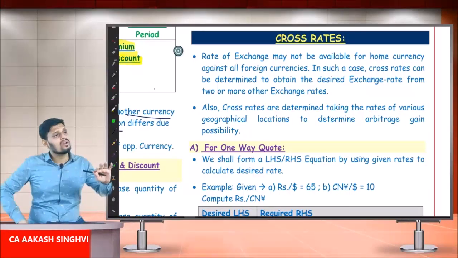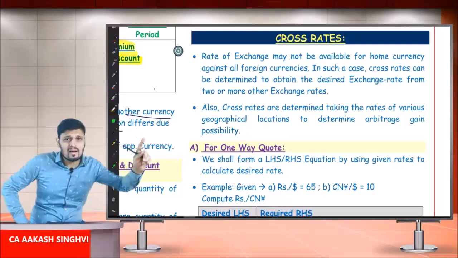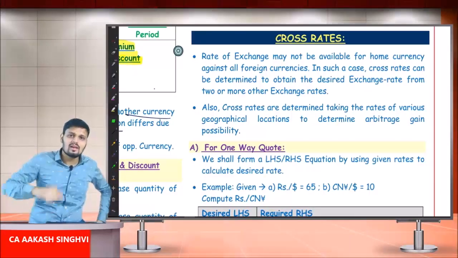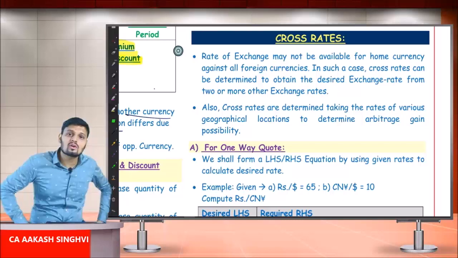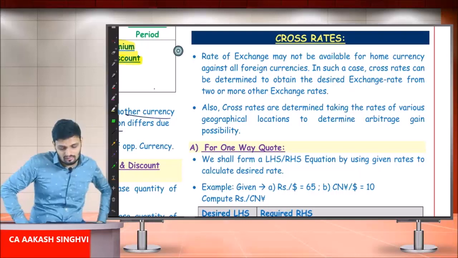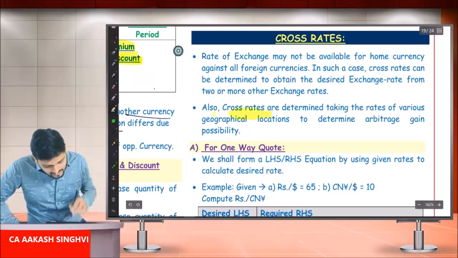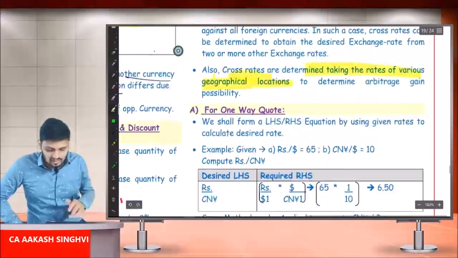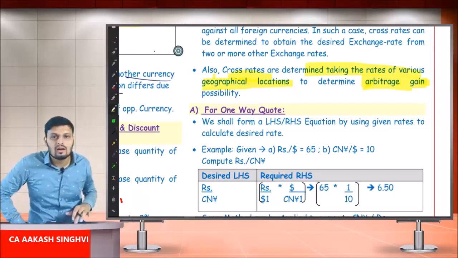And when you googled it, you found out that rupee per dollar is there, and in one more market you found out dollar per Canadian dollar is there. So what I am trying to tell is, if you are not able to get rupee per Canadian dollar directly, you can use this concept called cross rates to find out the rupee per Canadian dollar quote also. How? All of that we will discuss in this particular concept. Arbitrage gain I will come to later, but let's first understand what is cross rate.